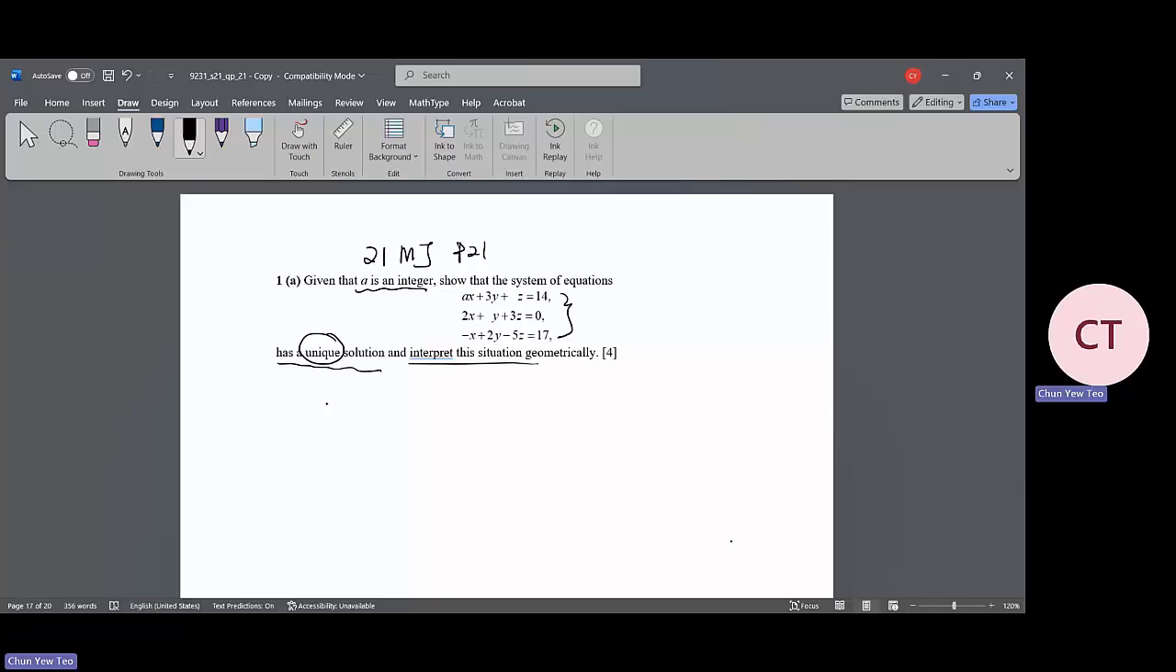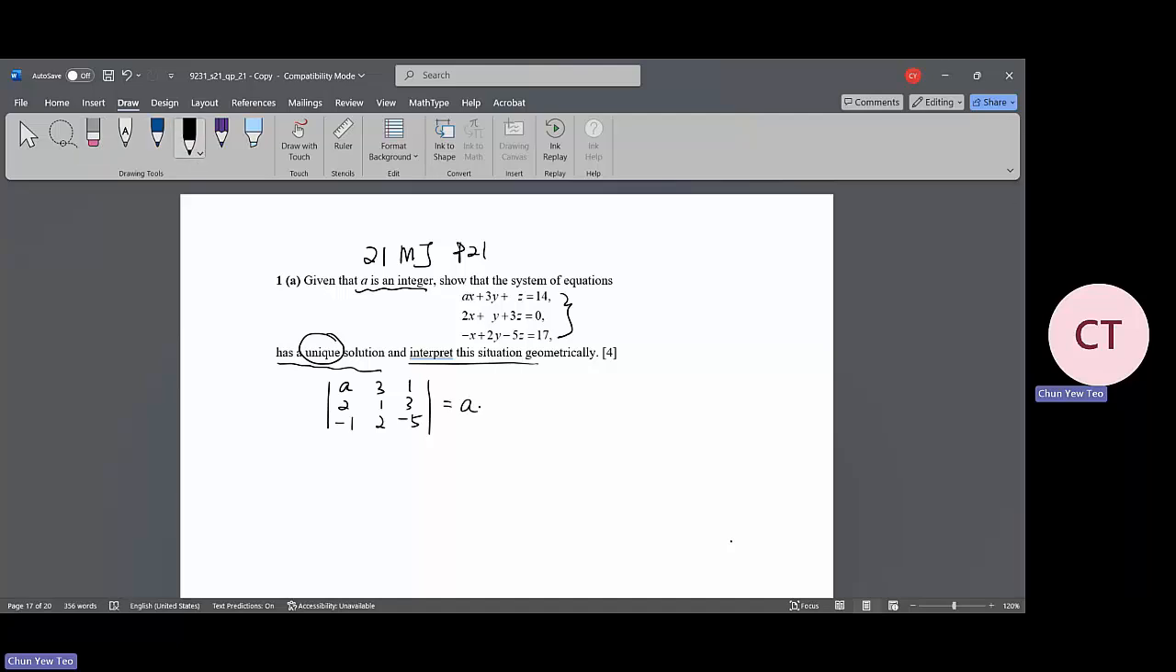that means you need to show that the determinant cannot equal 0. Sorry, it's the determinant not equal to 0, not a not equal to 0. So the determinant will be this. Take the coefficients of the x, y, z out. You cannot write equal to 0, you cannot write not equal to 0 as well. You need to show that they are not equal to 0.